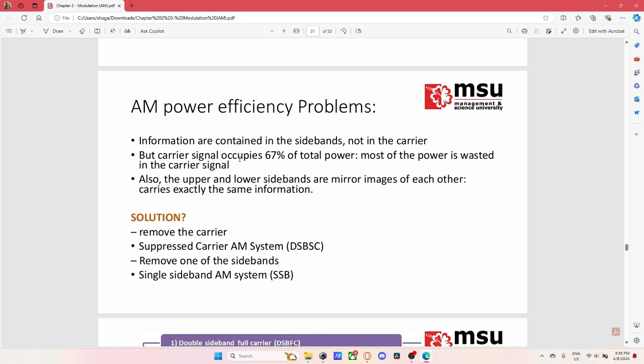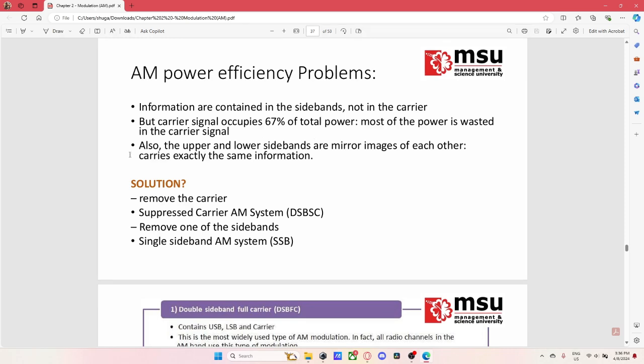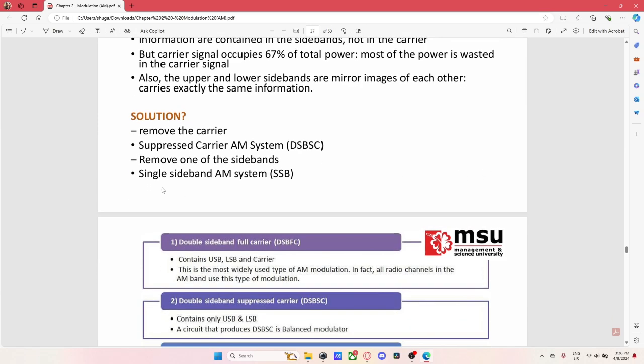So the AM power efficiency problem is that information is contained in the sidebands, not in the carrier, but the carrier signal occupies 67% of the power. Most of the power is wasted on the carrier signal. Also, the upper and lower sidebands are mirror images of each other and carry exactly the same information. So how do we solve this problem? We will suppress or remove the carrier in the AM system and remove one of the sidebands.